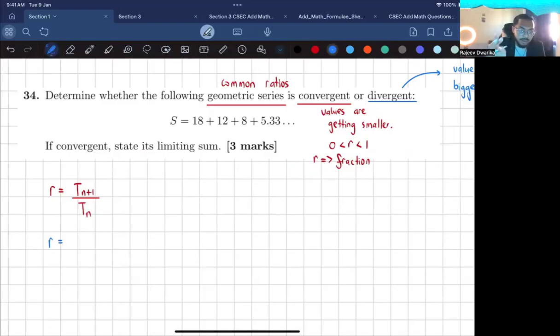So, for example, the third term divided by the second term, or the second term divided by the first term. That kind of thing. So what's the second term? 12, right? So you can say 12 divided by 18, right? What is 12 divided by 18?